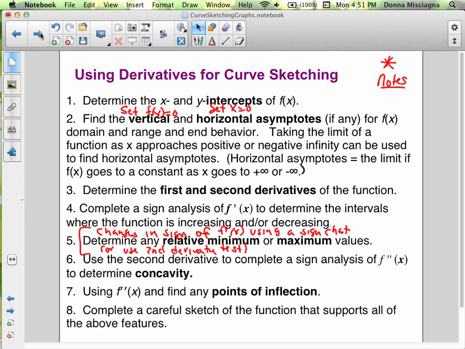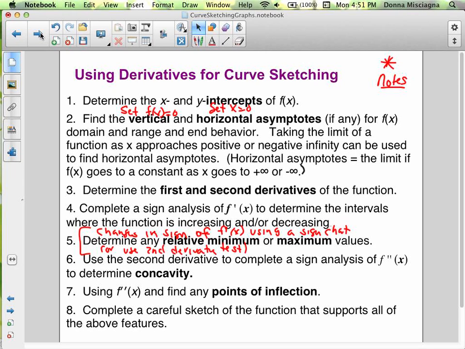All right, so find the vertical and horizontal asymptotes, if any, for f of x, the domain and range and end behavior. Taking the limit of a function as x approaches positive or negative infinity can be used to find the horizontal asymptotes. Horizontal asymptotes equal the limit if f of x goes to a constant as x approaches positive infinity or negative infinity.